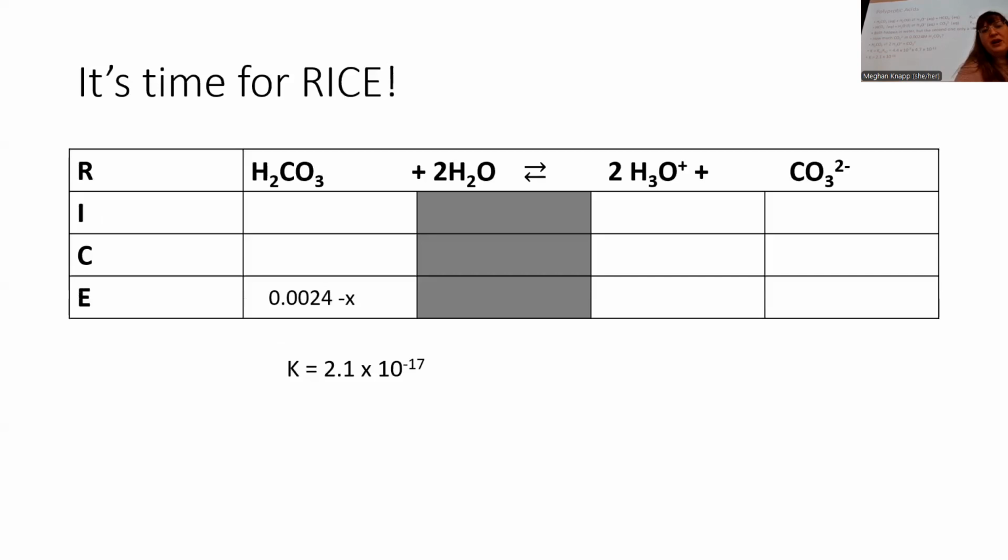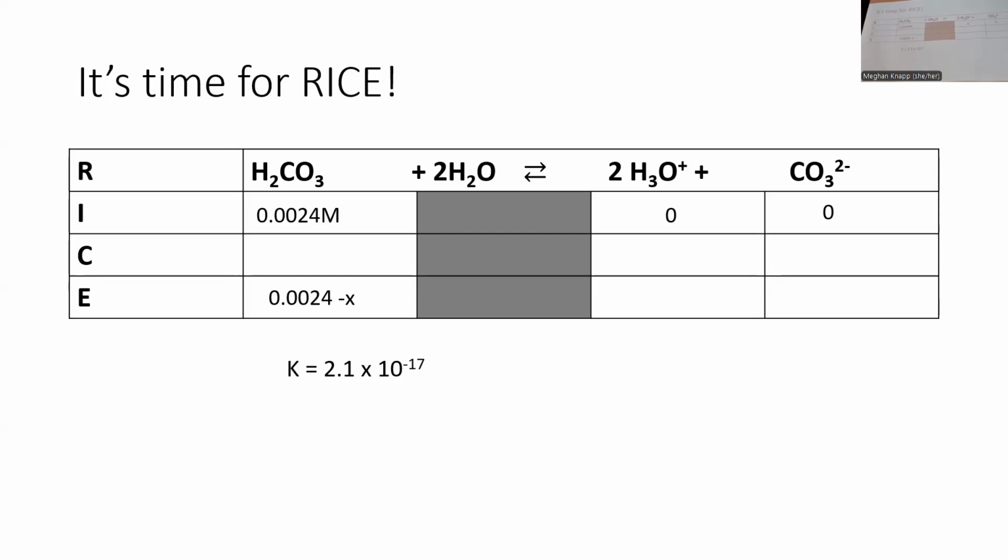Okay, when we do a RICE table, we have the reaction at the top. What is our initial concentration going to be? It's going to be that concentration that they gave us in the problem. Okay, so initial concentration of the carbonic acid is 0.0024. I'll have water all grayed out because we're not worried about it. The initial concentrations of our products, we're just going to say is 0.